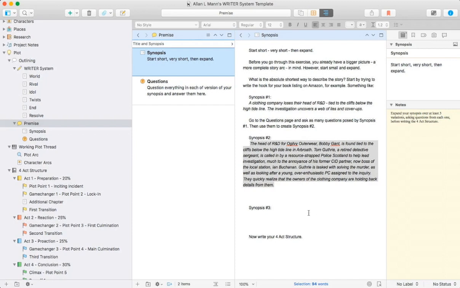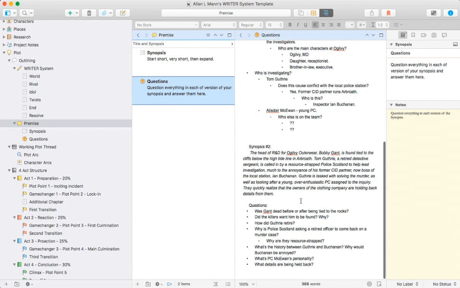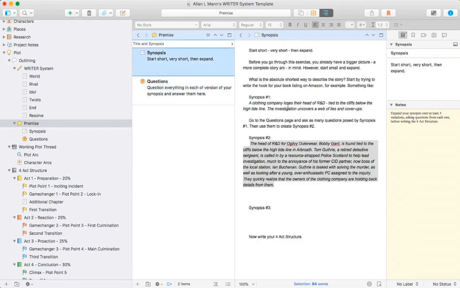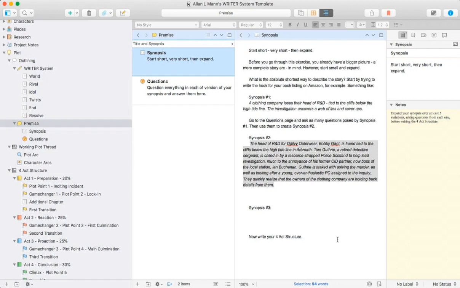And now let's repeat that process. So cut and paste that back over to the questions. There we go. Synopsis number 2. And ask a whole bunch of questions from that. Was Gant dead before or after he was tied to the rocks? Did the killers want him to be found? Why? Etc., etc., etc. And answer all of those questions. Use those answers and create a third synopsis. So go through that process, I would say at least 3 times. So you've expanded from this 2-sentence synopsis number 1 to a much more complete, slightly more detailed third synopsis.